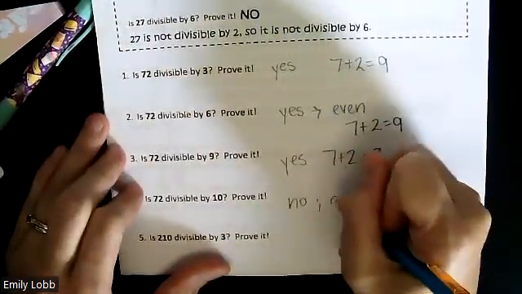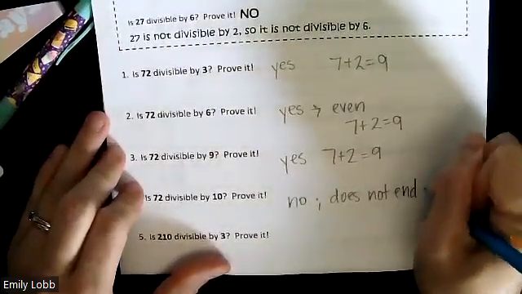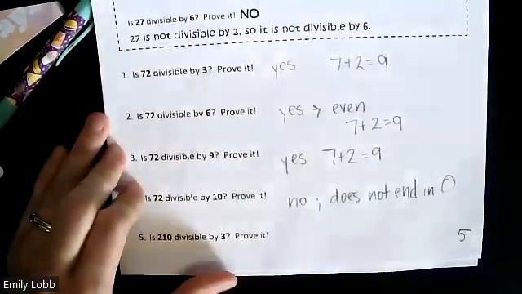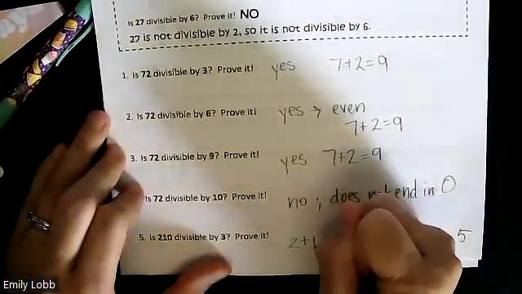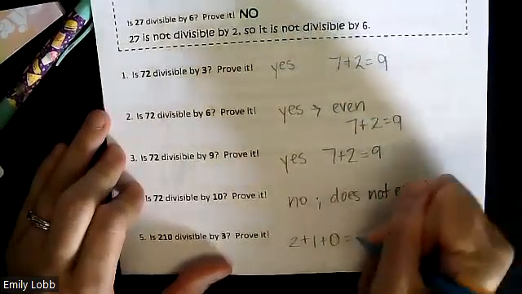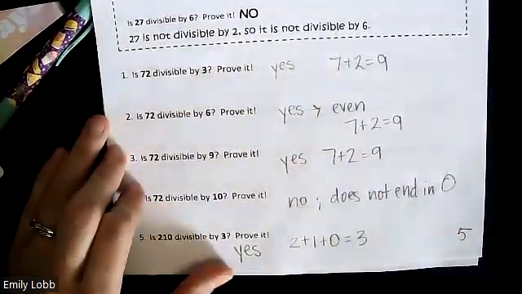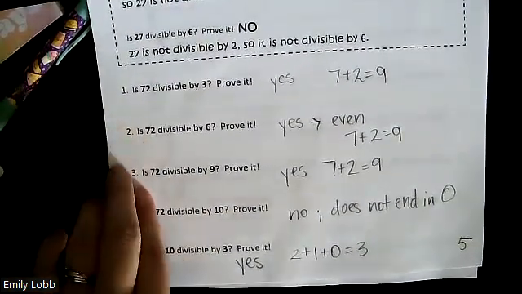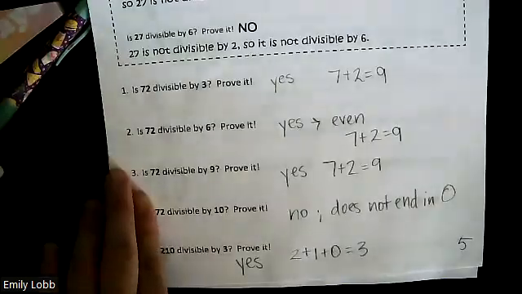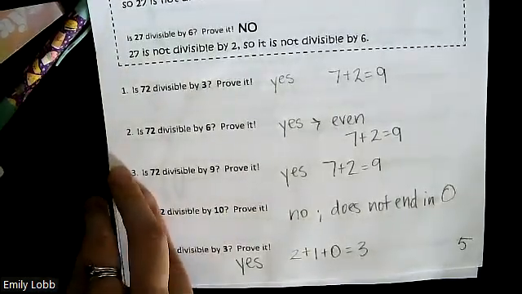No. Does not end in 0. Is this divisible by 3? 2 plus 1 plus 0 equals 3. So we would say yes. So it's the prove it that may have gotten you here. So I'm going to leave this up here for another second so you can be sure to check those. Make sure you've got page 5.